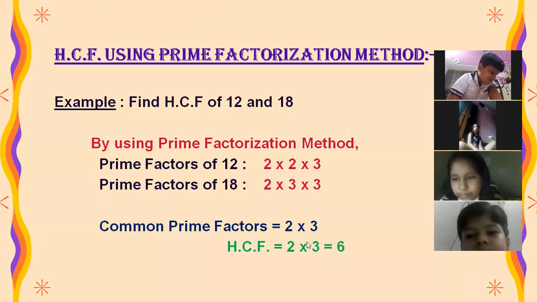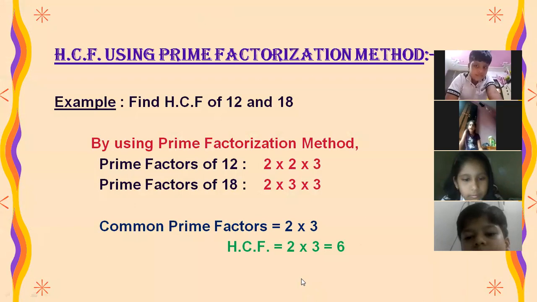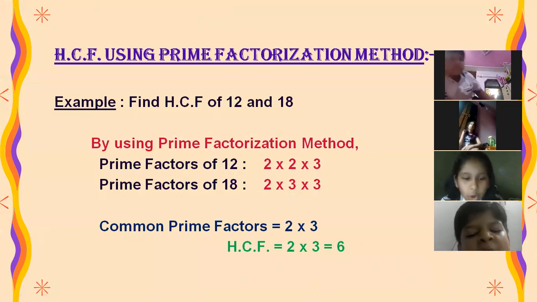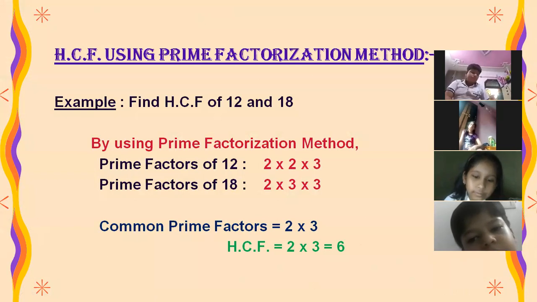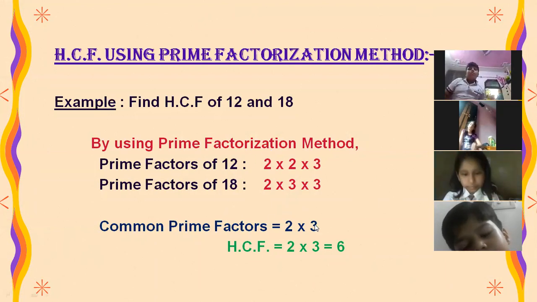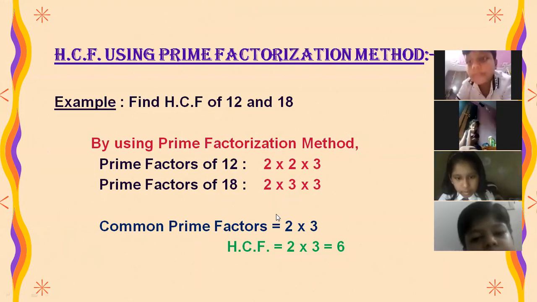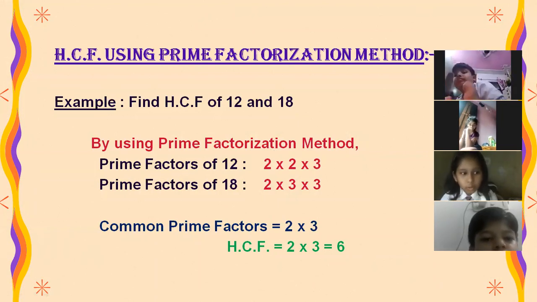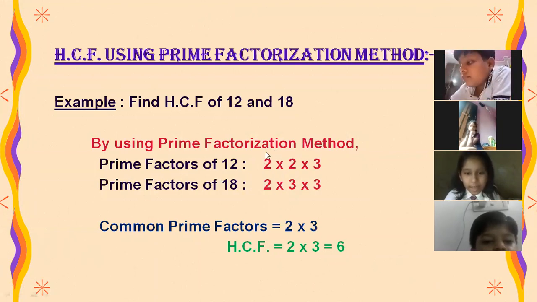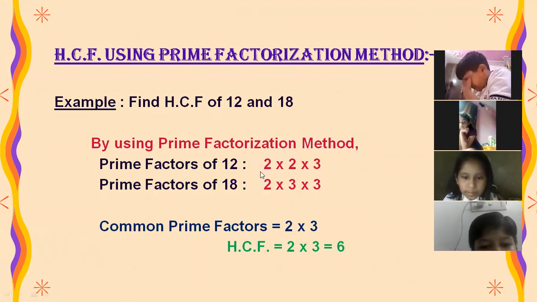So here, in the second step, we are going to find out common prime factors. Can you tell me what are the common prime factors here? From these prime factors, what is common in both? 2. Ma'am, you can check from here, 2 multiply by 3. No, beta. What are you telling? You can observe from here.